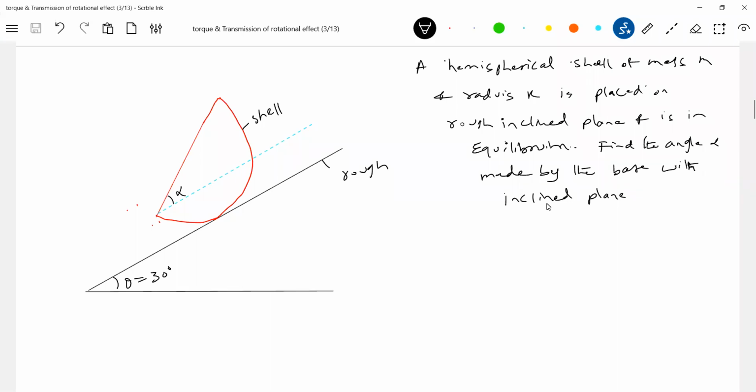Get into this one. How is equilibrium possible? Is it possible? First of all, yes. I gave some rough diagram. You have to put that orientation, it is asking for that alpha.